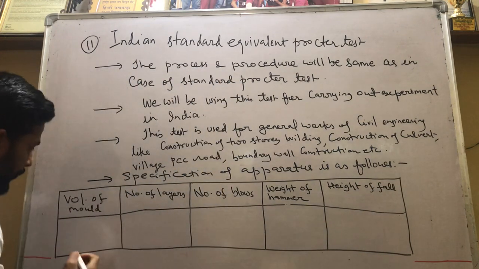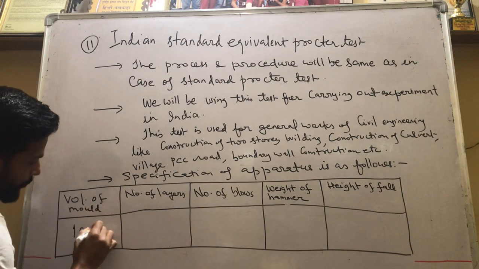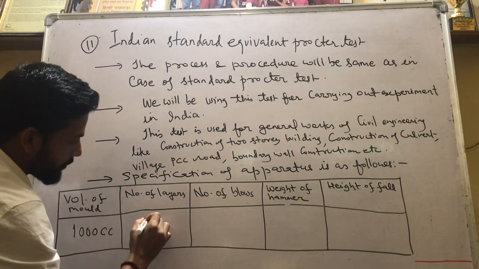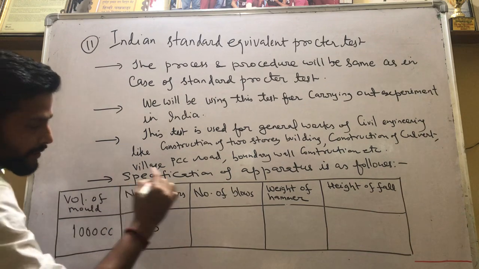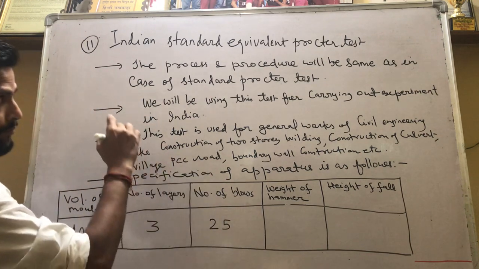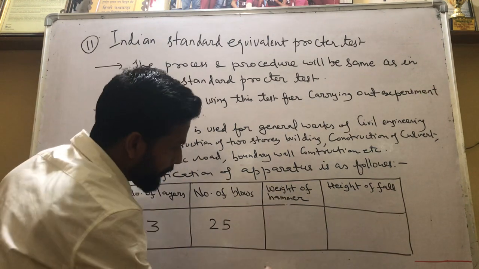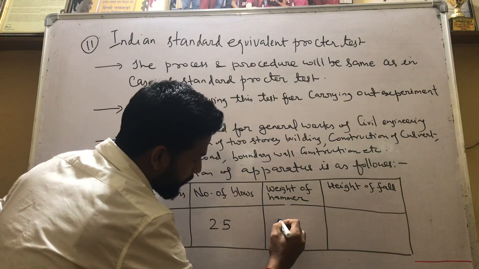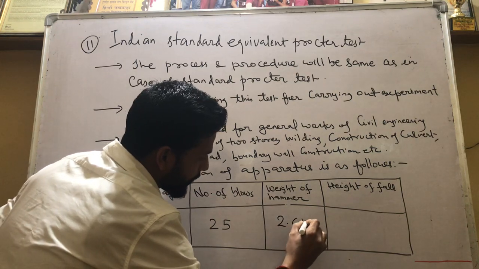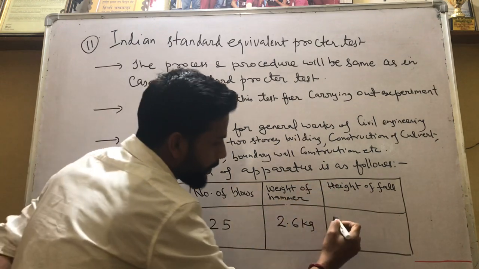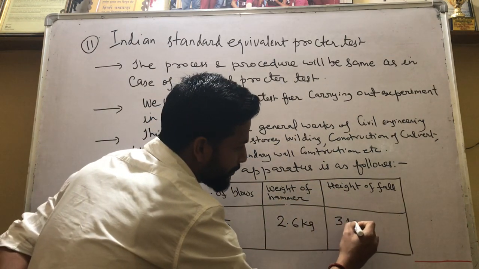So what will the volume of mold for this case? This will be 1000 cc, cubic centimeter. Number of layers will be 3 as in the previous case. Number of blows 25 as in the previous case of standard Proctor test. Weight of hammer will be different. For this case, the weight of hammer will be 2.6 kg. And for this case, height of fall will be 310 millimeter.